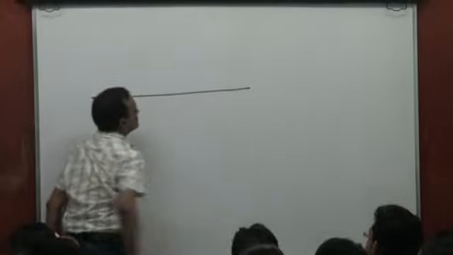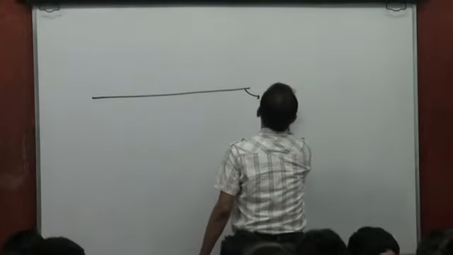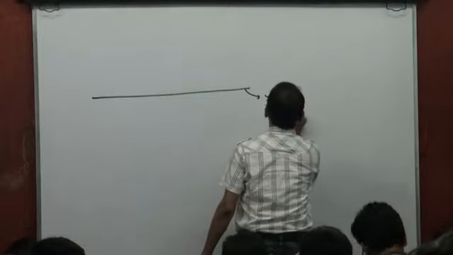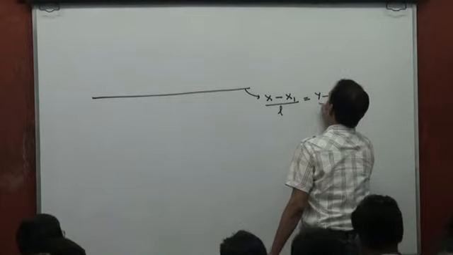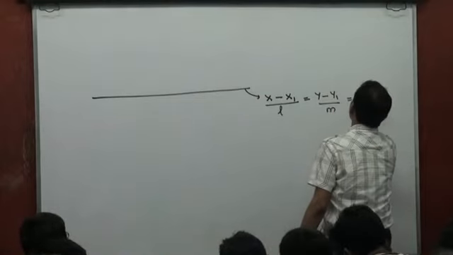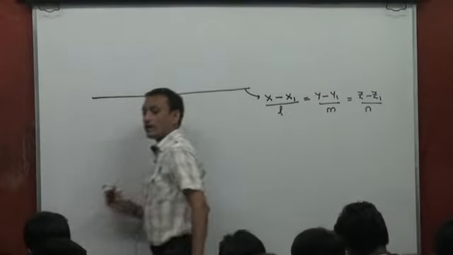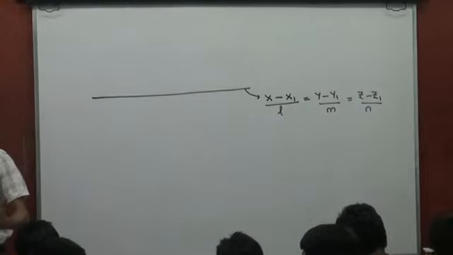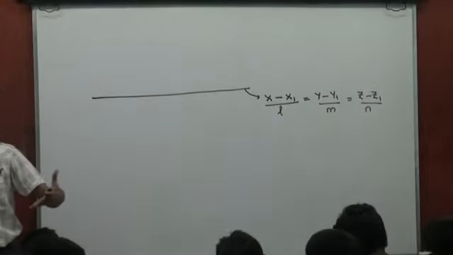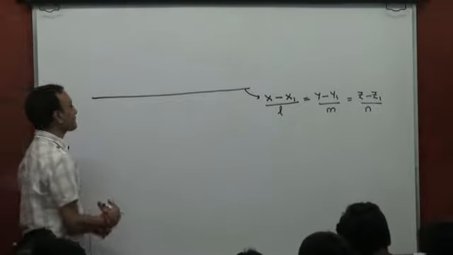Now, first of all, recall this was a straight line in Cartesian format. (x minus x1) by l is (y minus y1) by m is (z minus z1) by n. li plus mj plus nk is a unit vector parallel to the line. l, m, n are referred to as direction cosines of the line, right?